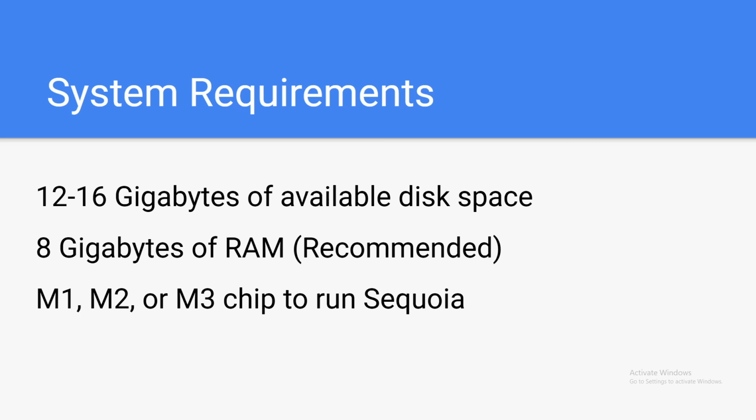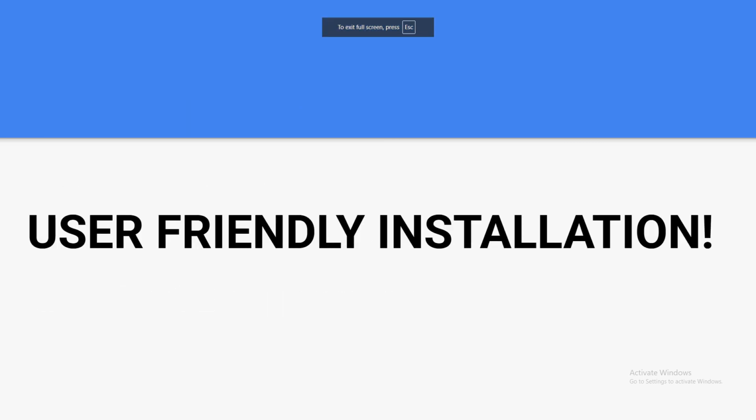It also requires at least 12 to 15 gigabytes of disk space, and although official documentation does not specify minimum RAM, it is recommended to have at least 8 gigabytes of RAM to run. It is also optimized for Macs with Apple Silicon, meaning the computer should have an M1, M2, or M3 chip to host Sequoia.